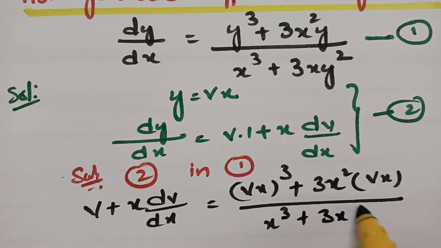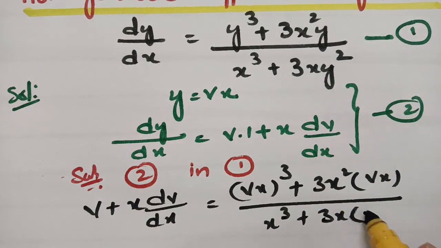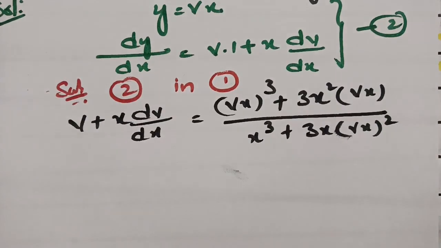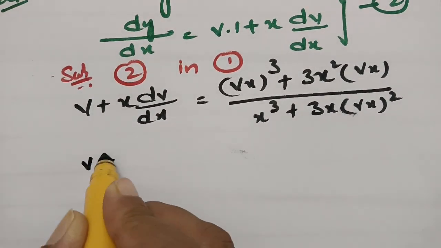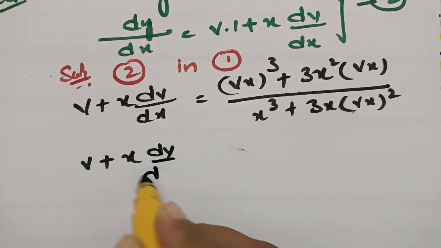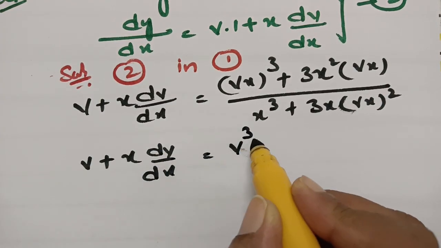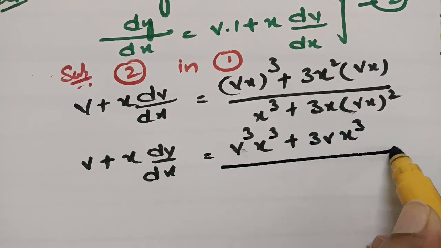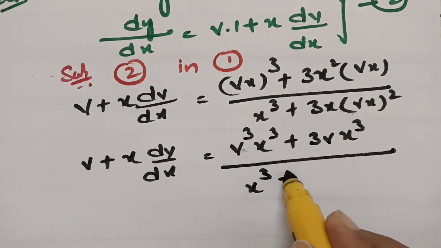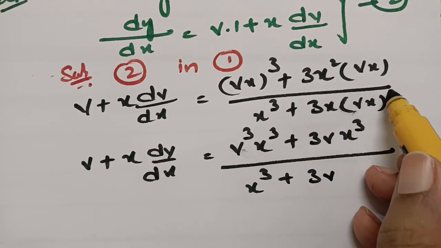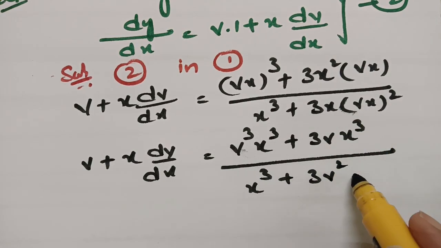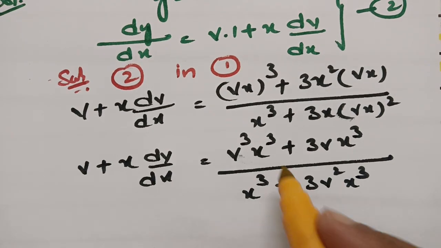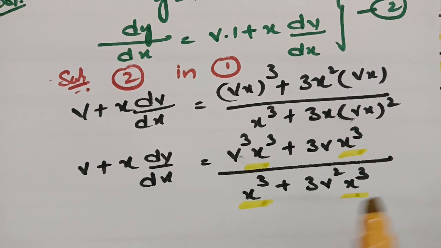what is y here? y is nothing but vx whole square. And this will be v plus x into dv by dx value is equal to v cube into x cube, plus 3v into x cube, divided by x cube into 3v square, x square into x is nothing but x cube. If you notice this properly, x cube is going to be taken common and get cancelled.